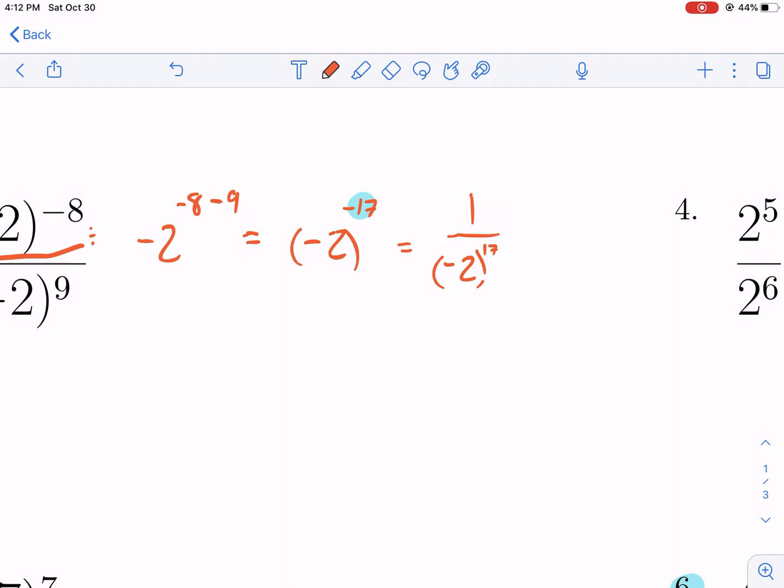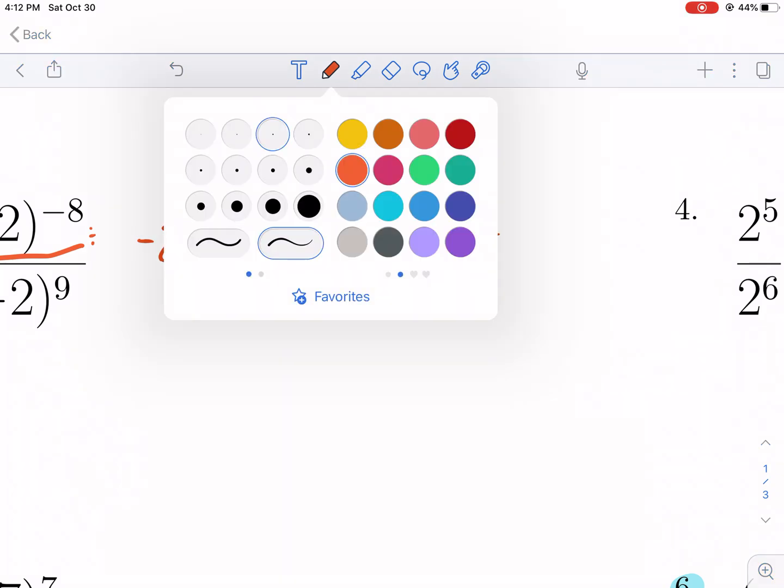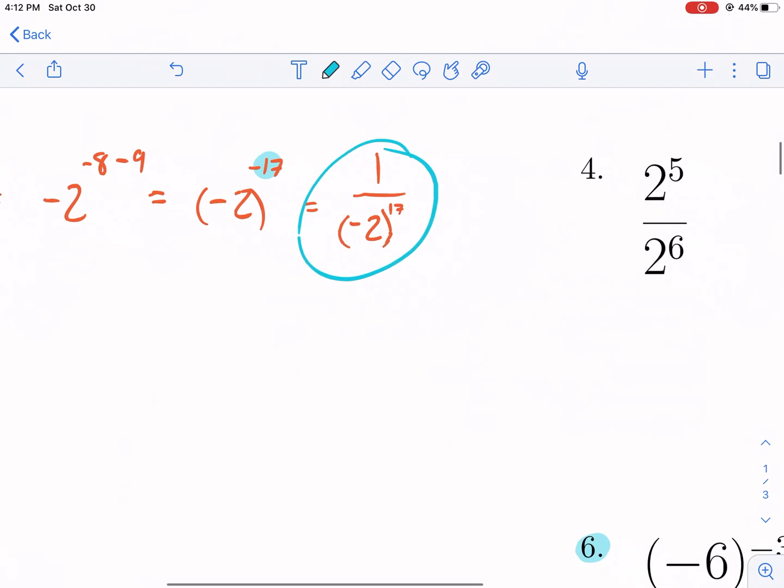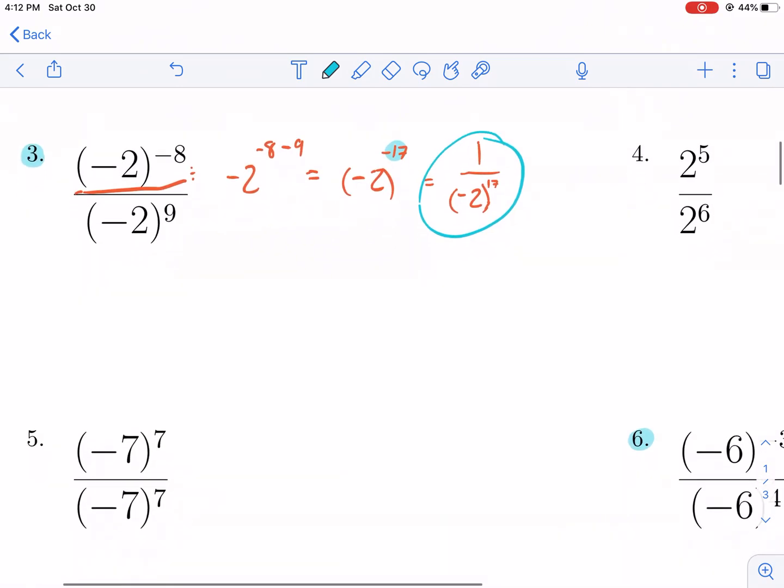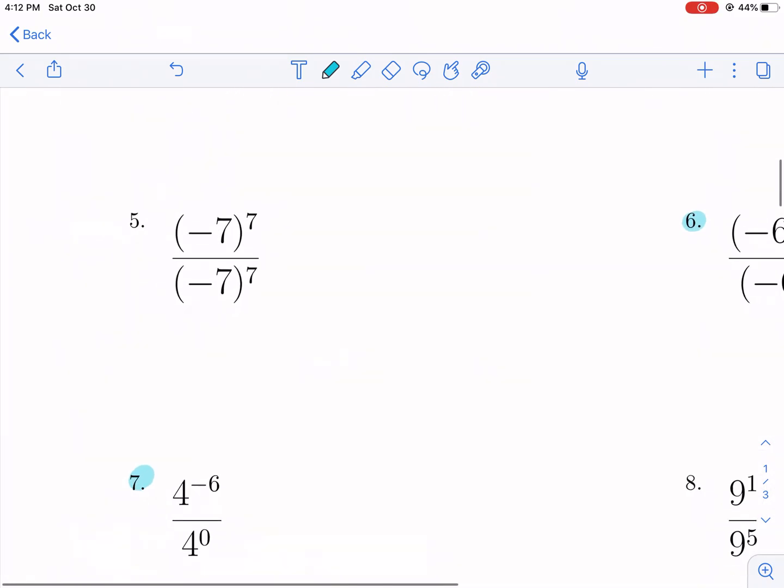We should put that in parentheses because that's a negative 2. Otherwise, it'd be 2 to the 17th power and then make it negative, not negative 2 to the 17th power. And that's going to be our answer. It's kind of a funky answer, but that's what it is. You could calculate negative 2 to the 17th power in your calculator. You're going to get something huge, but that's not super important here.